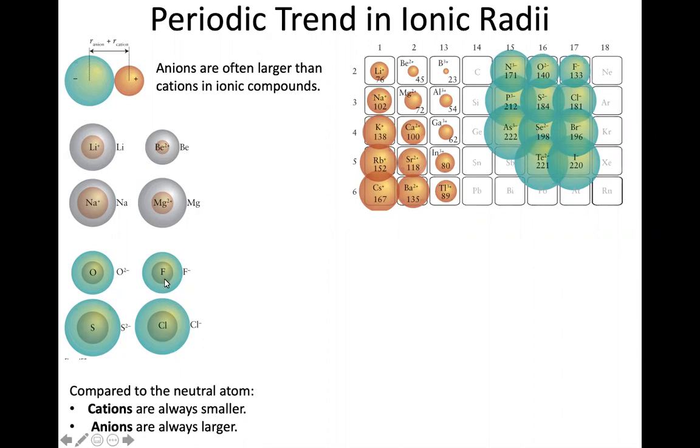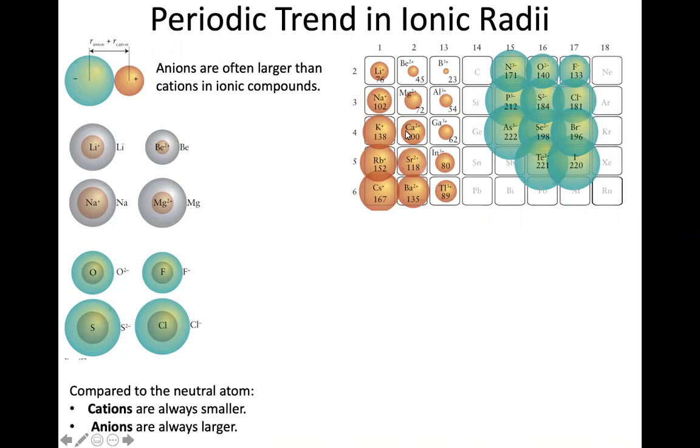If we look at the bottom, it's just the opposite. In the center are the neutral atoms, and then on the outside, those are the larger anions. Compared to the neutral atom, the cation is always smaller. Compared to the neutral atom, the anion is always larger. If we look over here on the right-hand side, you can really see the difference. Notice how the anions here are all much, much larger than we have for the different cations.